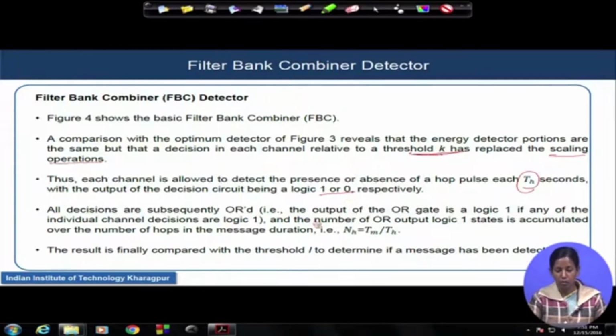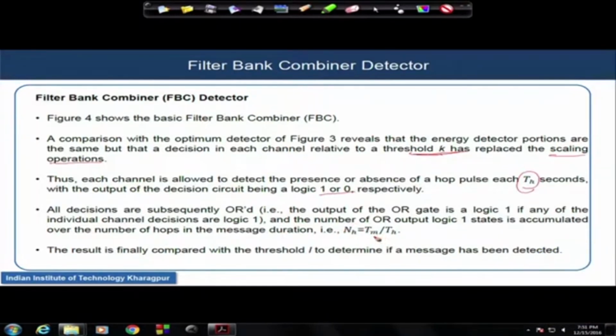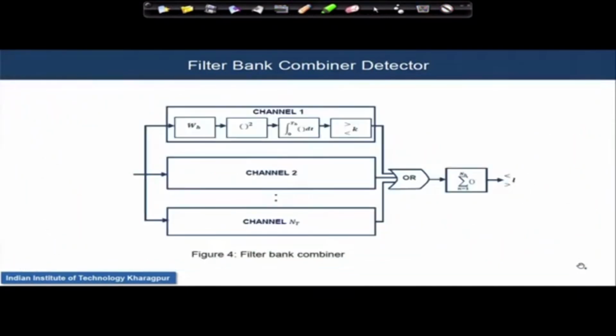All these logic values are ORed over multiple hops, and the number of OR outputs in the logic 1 state is accumulated over the number of hops over the total message duration. So, Tm by Th is the number of hops, as we understand, and finally, it is compared with another level of threshold, as I have shown you in the diagram.